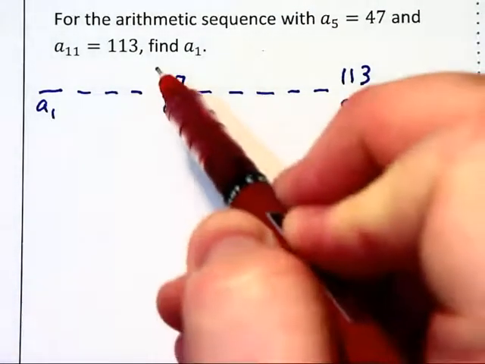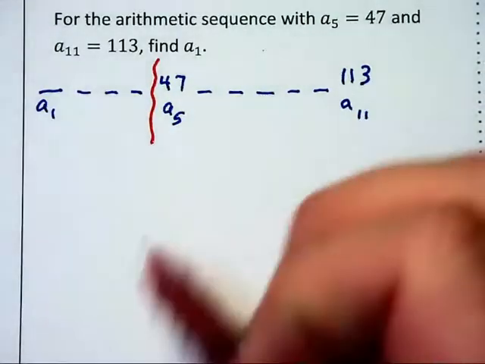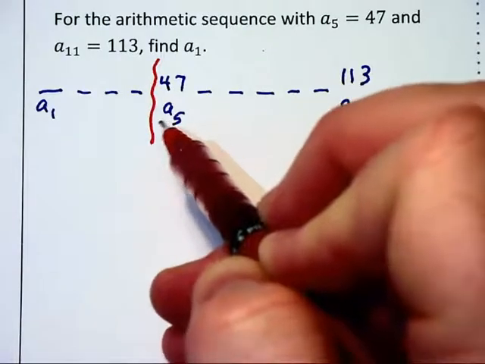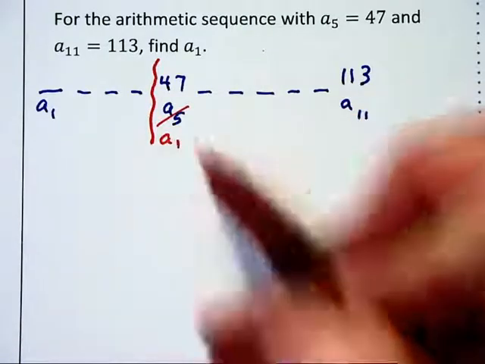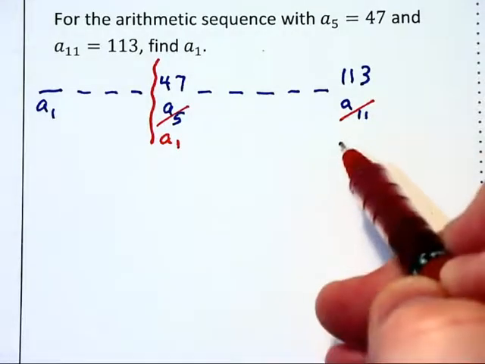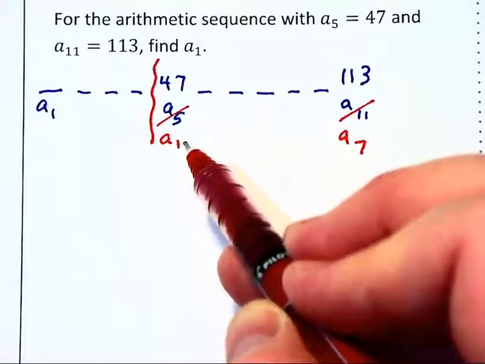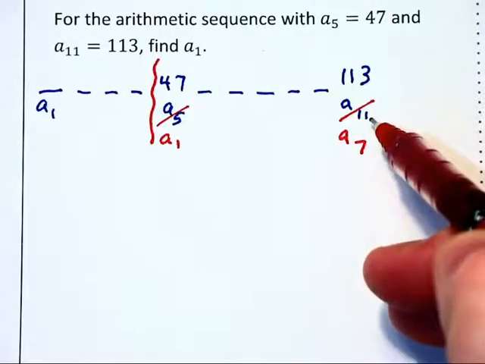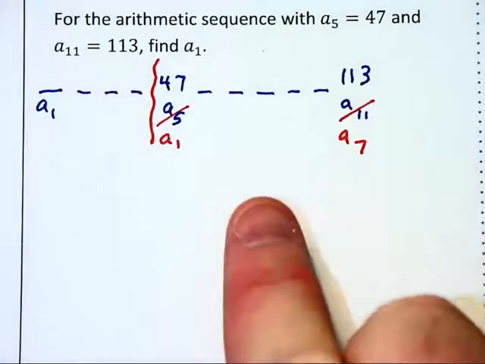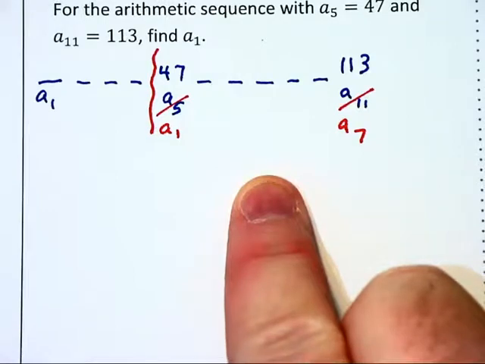And the strategy we're going to use is we're going to relabel the subscripts. Rip off the beginning here. Pretend this a sub 5 is now a sub 1, and a sub 11 is now going to be a sub 7. Notice how I've subtracted 4 from the 5 to get to the 1. We're going to subtract 4 from the 11 to get to the 7. Now we will use this notation here to find the value of d.